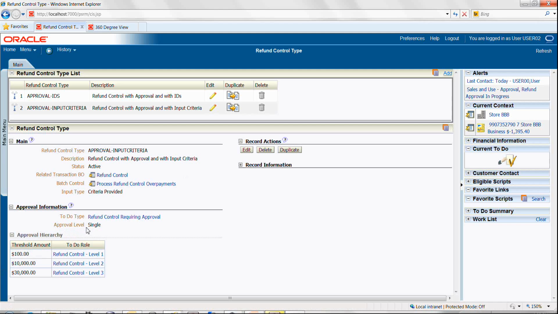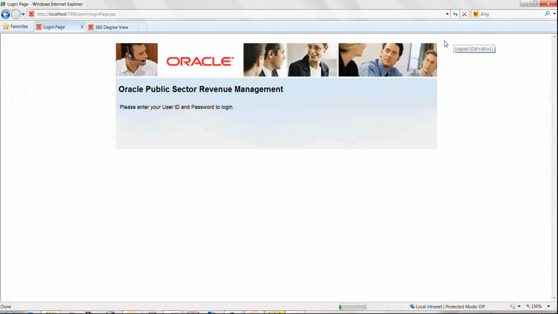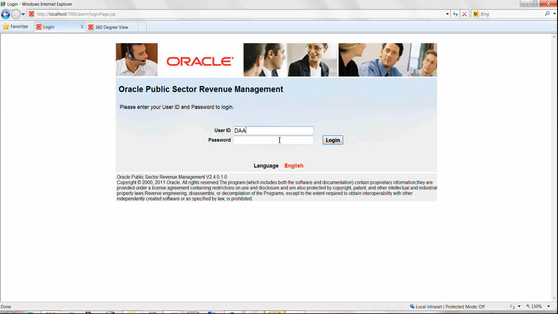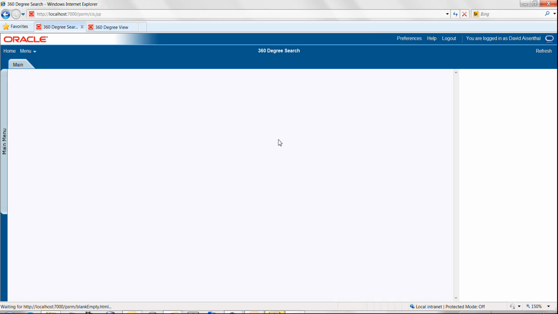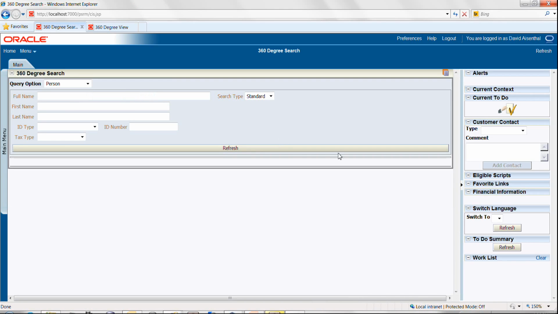Here it shows for approval level single, which means that as opposed to multiple, only one person will need to approve this. And since this is below 10,000 anyway, it will not reach that amount. Level 1 will be sufficient to approve. What I need to do though is now go back out, and I'm going to log in with my user again and approve it. Again, the person who creates the particular refund control is not allowed to approve his own work, even if he has rights to it.